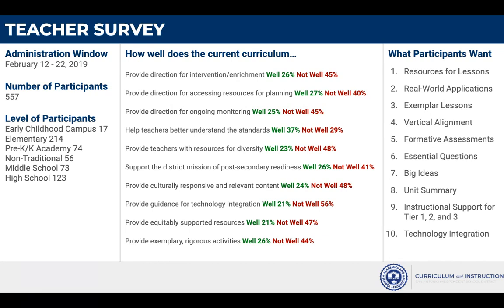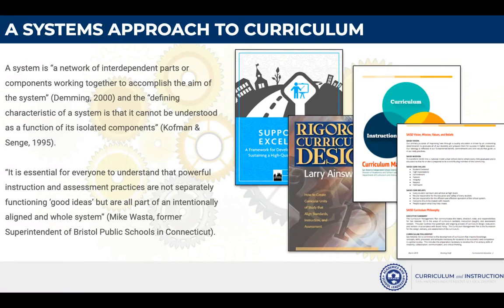Additionally, we asked participants what they would want to have in a curriculum. On the right-hand side, you can see the top 10 asks of teachers. The Office of Academics then set out to determine what research and supporting organizations would help us with designing a systems approach to curriculum. One example is the Supporting Excellence Framework offered by the Council of Great City Schools, and another is the curriculum development process outlined in Rigorous Curriculum Design by Larry Ainsworth.